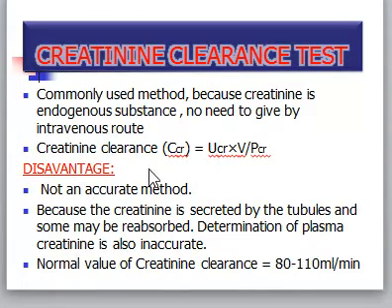Creatinine clearance is calculated by the equation. The disadvantage of the creatinine clearance test is that it is not an accurate method, because creatinine is secreted by the tubules and some may be reabsorbed. Determination of plasma creatinine can also be inaccurate. The normal value of creatinine clearance is 100 to 110 ml per minute.